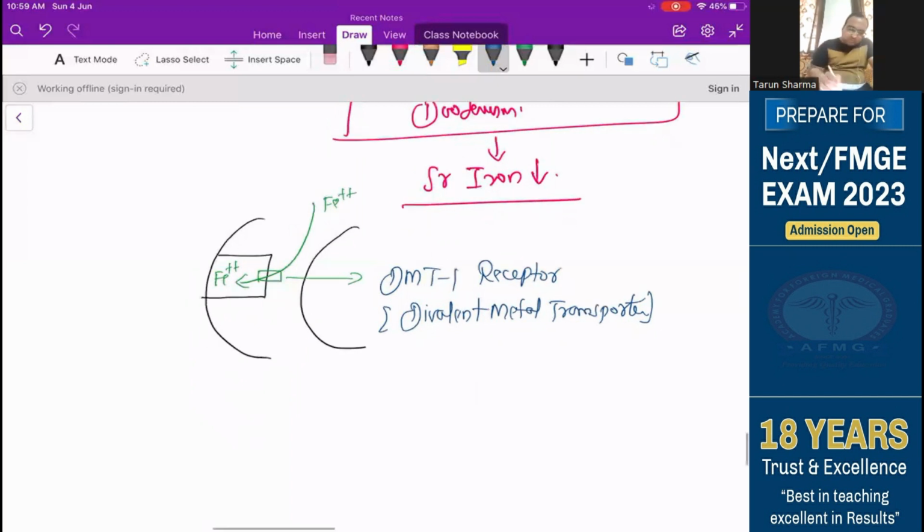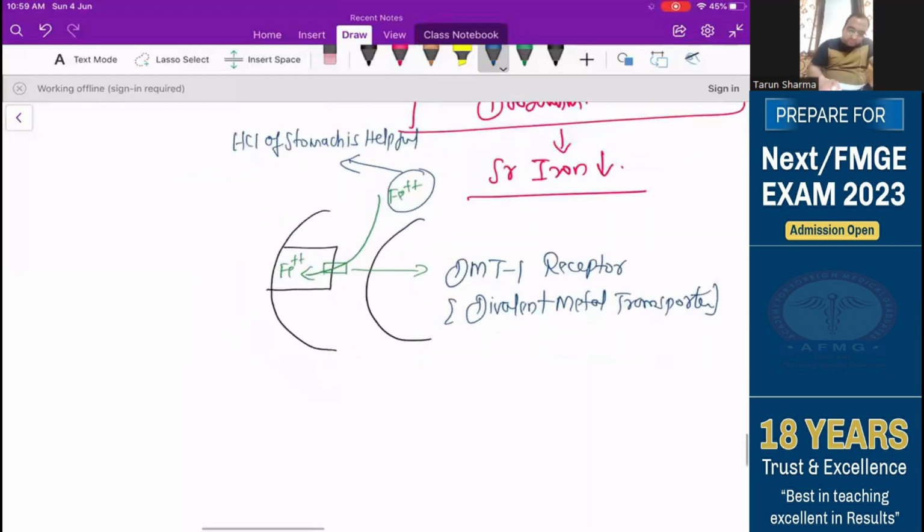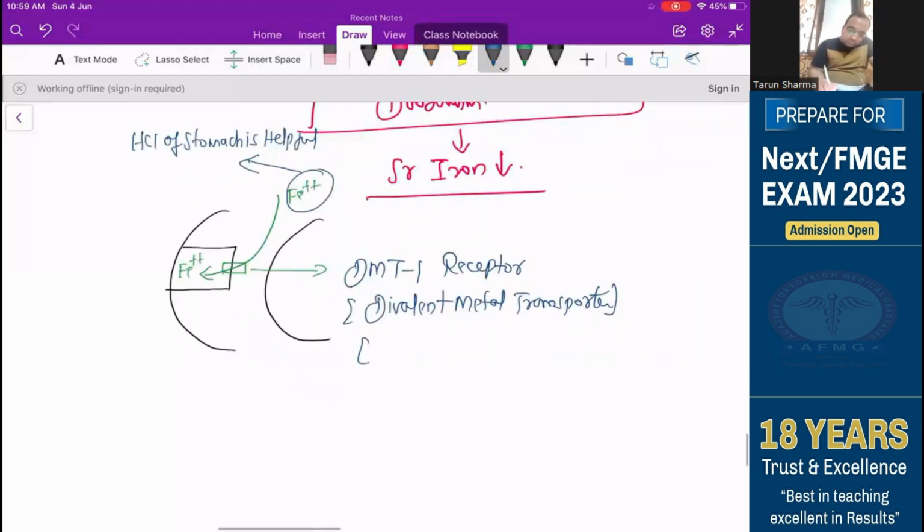Okay. So who is going to keep this ferrous form? The hydrochloric acid of the stomach is helpful here. So that's why remember, ascorbic acid or vitamin C increases iron absorption.